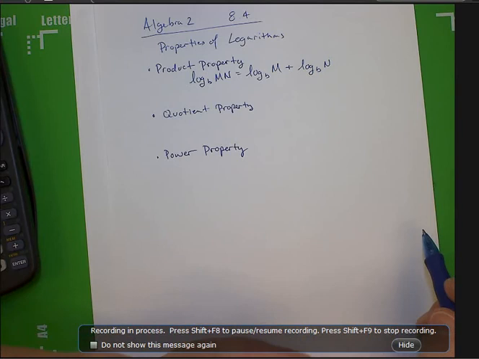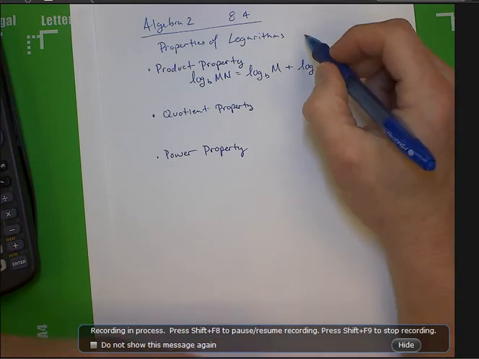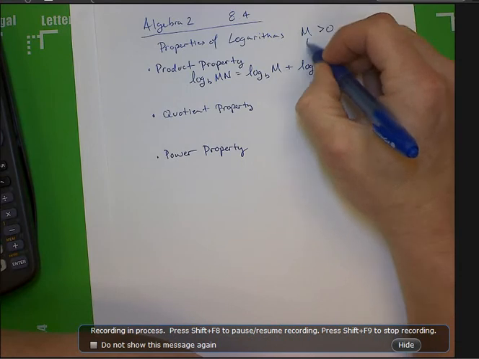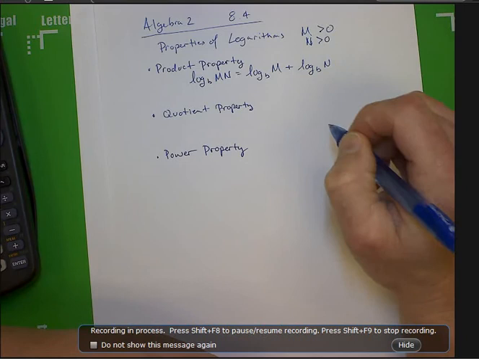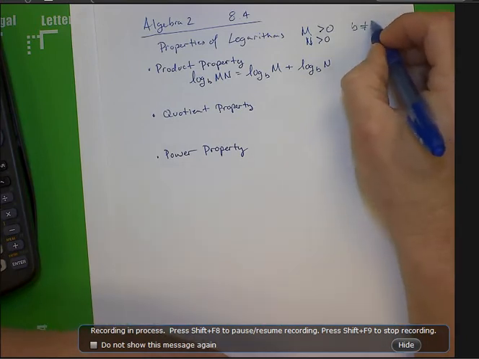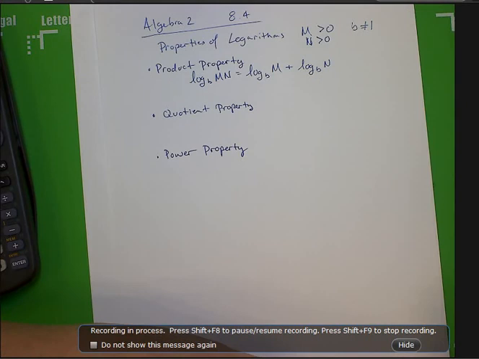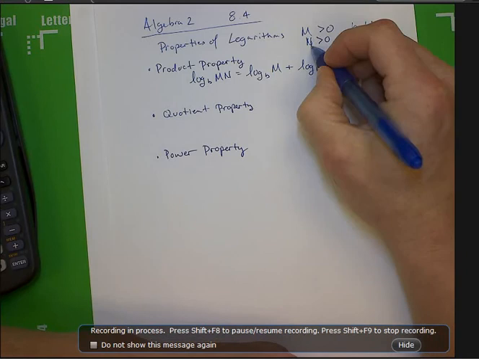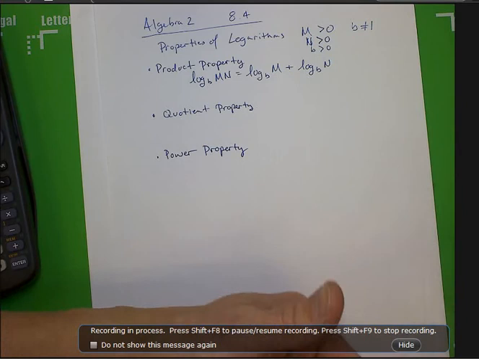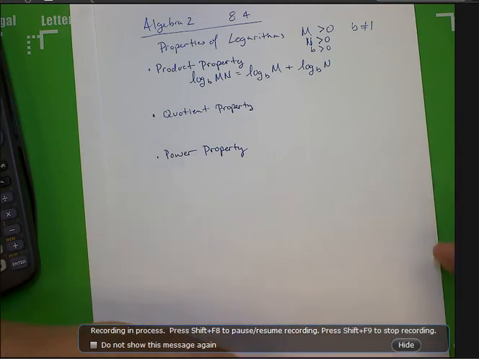Now this is true for positive numbers. m is greater than 0, n is greater than 0, and b cannot equal 1. So the base can't be 1. That makes sense. Also, we're going to use positive bases as well. So m, n, and b all are going to be positive, and the base can't be 1, because 1 to any power is just 1, multiplying by 1 doesn't change anything.